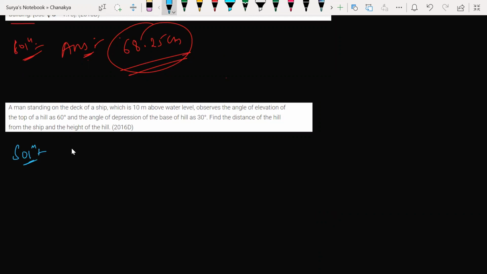See, the man standing on the deck of the ship, which is 10 meter above the water level. So this is one. So I'm still getting 30. Okay. Let's check. What about others?